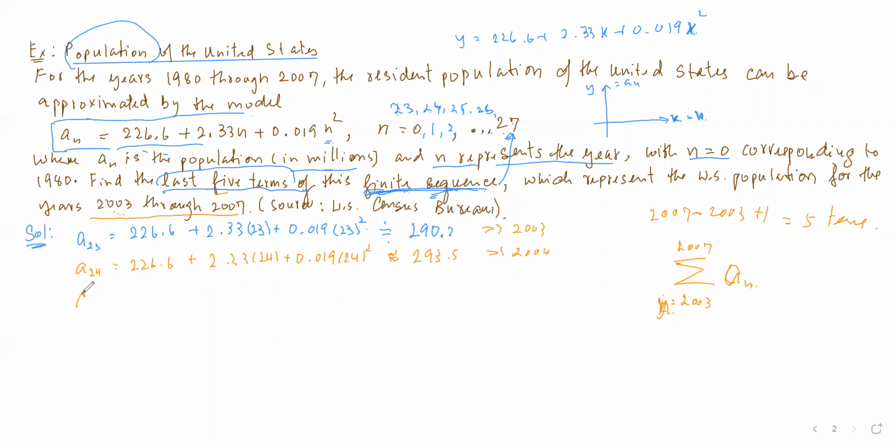Now you go on to A25 and replace it. This n becomes 25 and this one 25. Then A26 and A27 and so on. You just replace it in, that's all. Like this one, 226.6 plus 2.33 times 25 plus 0.019 times 25 to the power 2, and so on. Approximate it, and you do it until the last 5 terms, 5 years: 1, 2, 3, 4, 5. That's all you need to know. That's it.